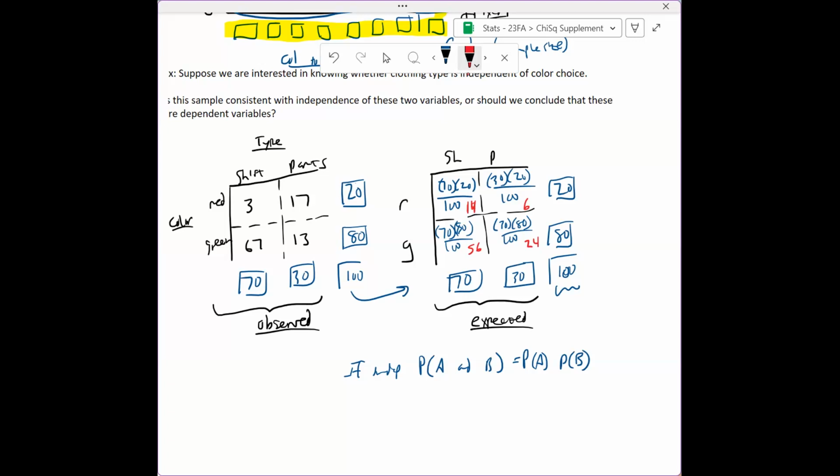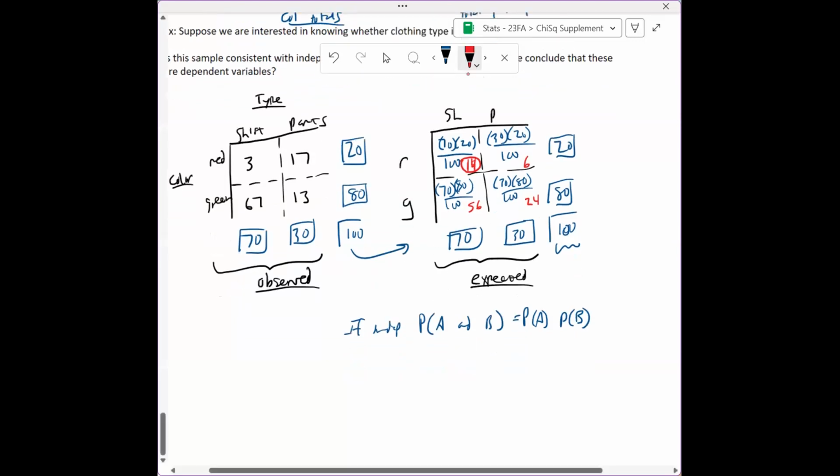Once we figured out 14 from the 70 times 20 over 100, we really could have just subtracted from the row and column totals to get the rest, right? 14 plus what makes 20? That's got to be 6. 14 plus what makes 70? That's got to be 56. And then, 6 plus what makes 30? That's got to be 24. So we can only really choose one of these boxes any way we want. And then to meet the row and column totals, everything else is locked in.